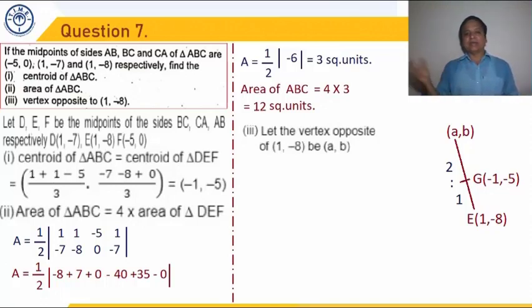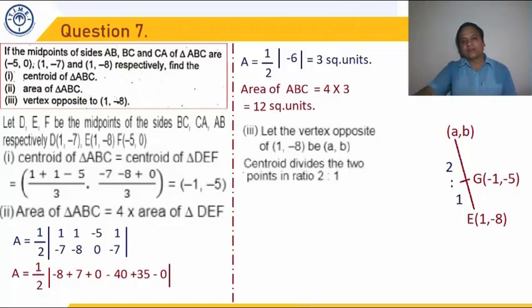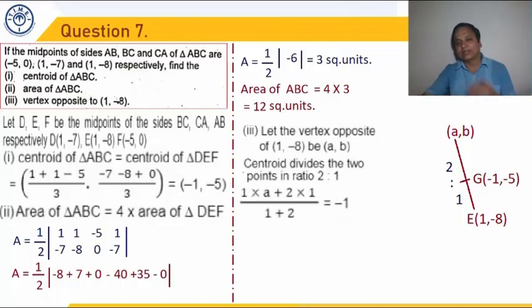The vertex opposite to (1, minus 8). (1, minus 8) we assume as E. Let the vertex opposite to this have the coordinates (A, B). And on this median, the centroid will definitely be there, and the coordinates of the centroid we have calculated in the first part, that is (minus 1, minus 5). And we know the centroid divides the median in the ratio 2:1 from the vertex. So we apply the section formula. The centroid divides in the ratio 2:1, the vertex is (A, B) and the midpoint is E, (1, minus 8). So the centroid divides the 2 points in the ratio 2:1 from the vertex side.